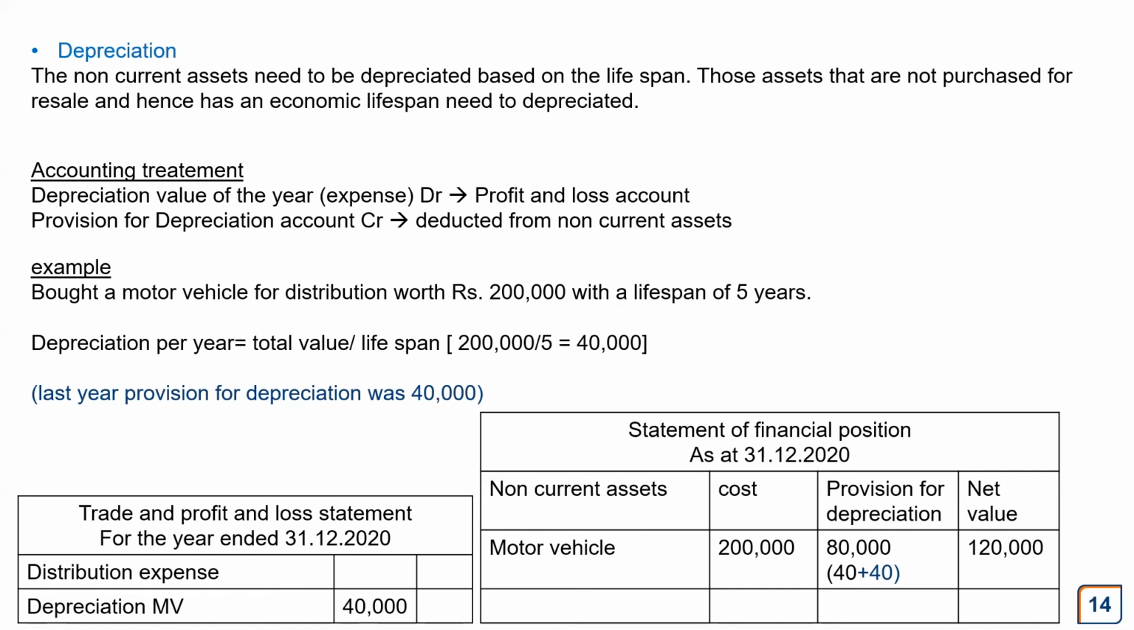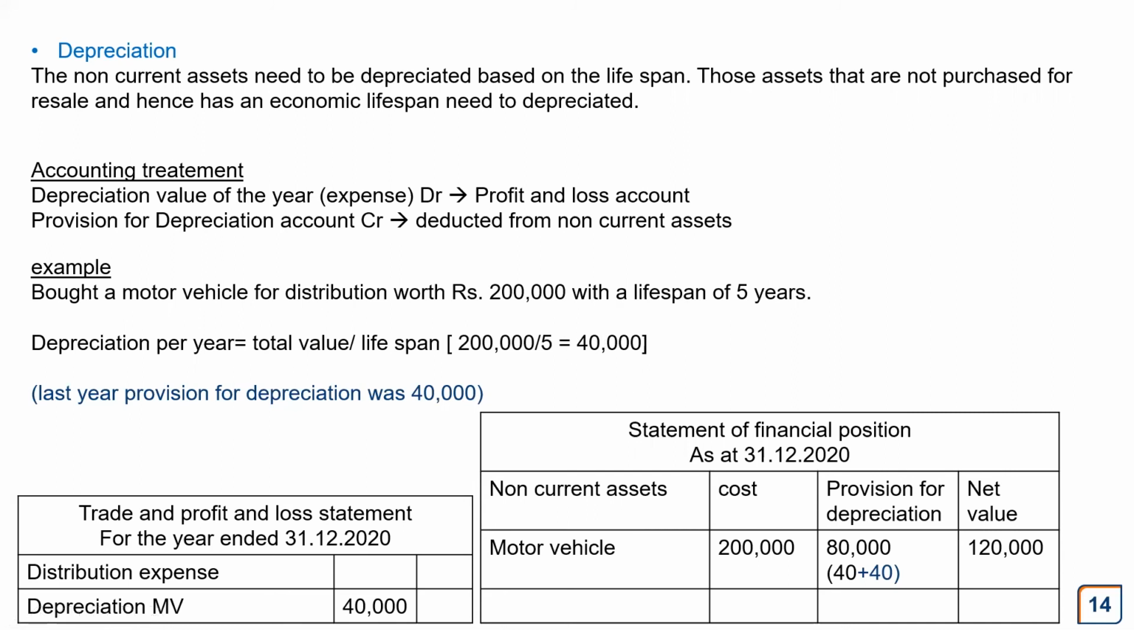So what is the treatment of depreciation? The value of depreciation will be considered as an expense, so it will go to the trading and profit and loss statement, and the provision will be credited. That means we deduct it from the non-current asset. Right, imagine you bought a motor vehicle of 200,000 with a lifespan of 5 years. So how do you depreciate? You depreciate the total value, dividing it by the lifespan. So for 1 year, you will have 40,000.